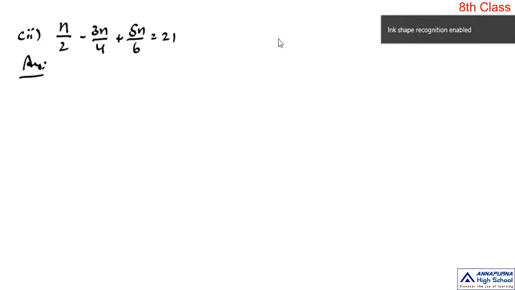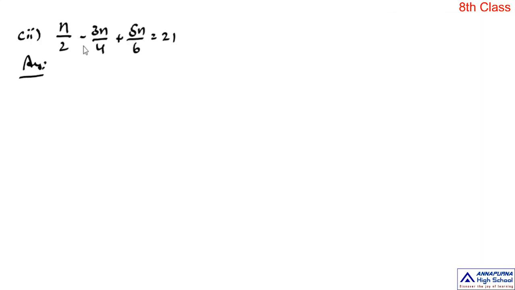And when you come to the next one, here the second equation is n by 2 minus 3n by 4 plus 5n by 6 is equal to 21. Just observe the equation. All variable terms are present in the left side, but here we have some denominators, so find the LCM of all denominators. Here what is the LCM of all denominators? It is equal to 12, and the numerator is 6n minus 9n plus 10n is equal to 21.